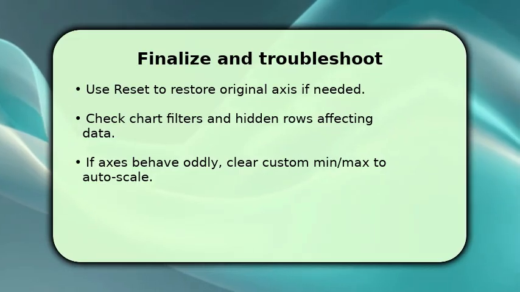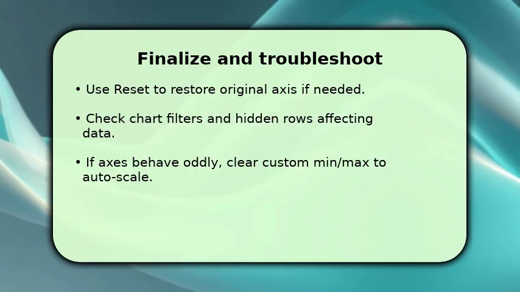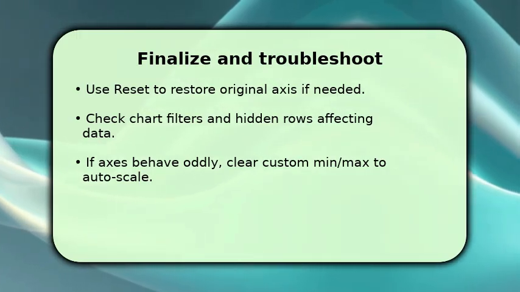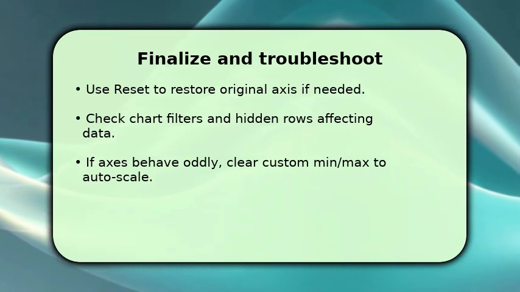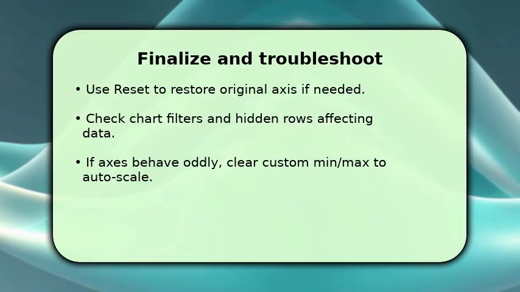One quick troubleshooting tip. If the axis refuses to zoom correctly, clear any axis minimum/maximum you set and confirm no filters or hidden rows are excluding data. That usually fixes misscaling and restores expected behavior.